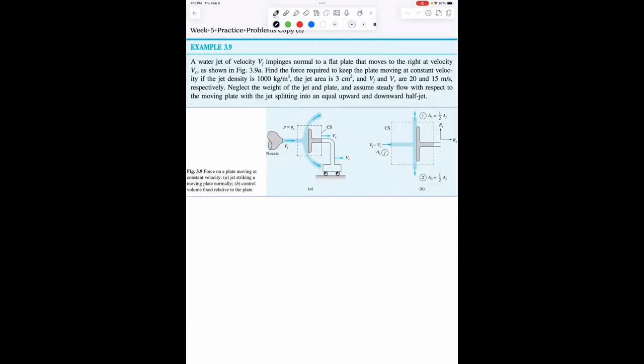Okay, welcome to week 5 discussions. We have 5 problems. 2 of them will cover Reynolds transfer theorem, and the last 3 are about Bernoulli's. And I'll talk about it then. So let's look at this problem.